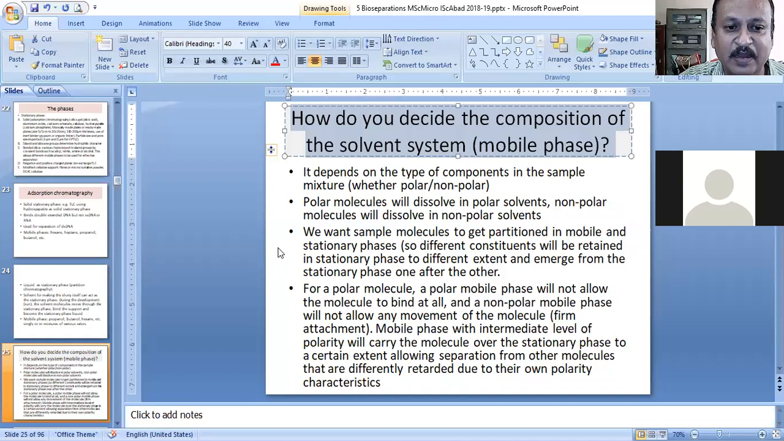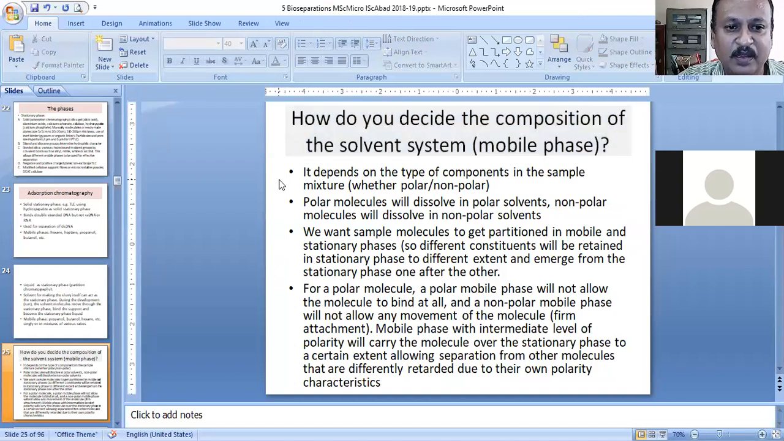This was a very important topic. How do you decide which solvent system must be used? As I told you, we must first know this important thing: polar molecules or polar solvents will dissolve the polar components, and non-polar solvents will dissolve the non-polar components. That is the basic information which we should have.